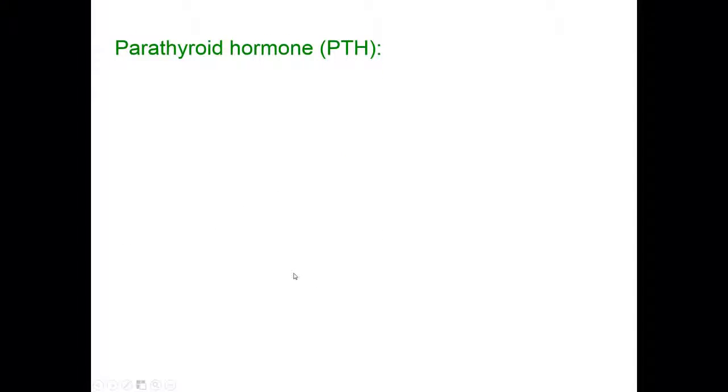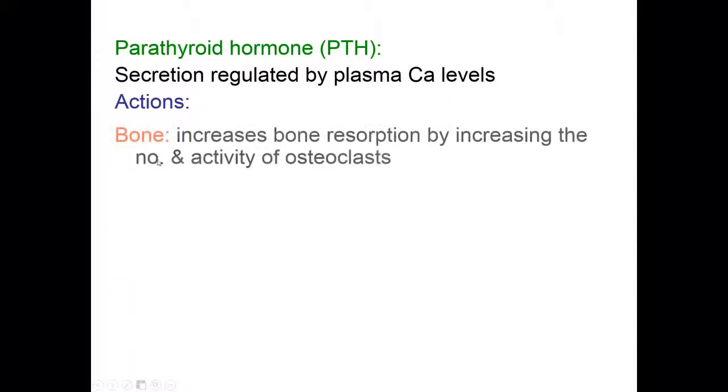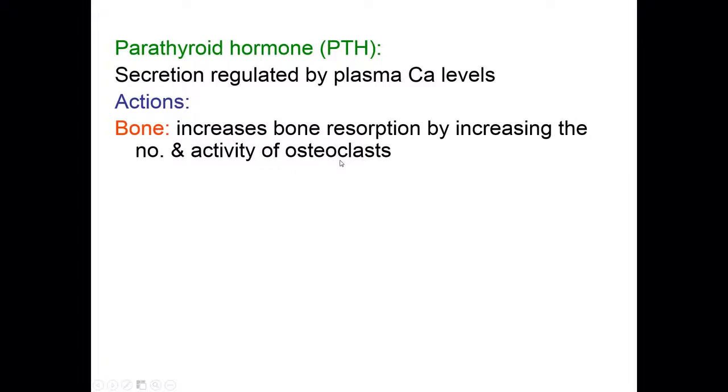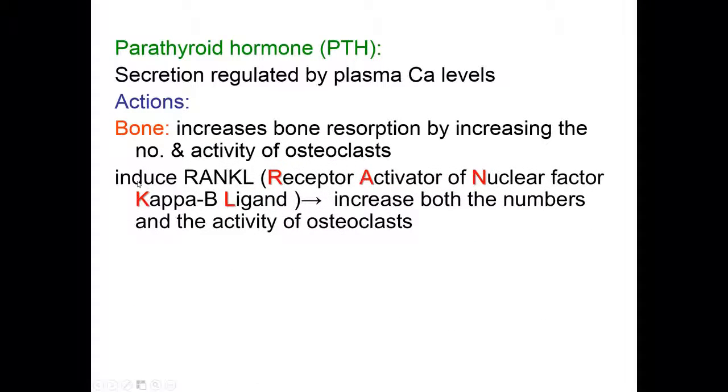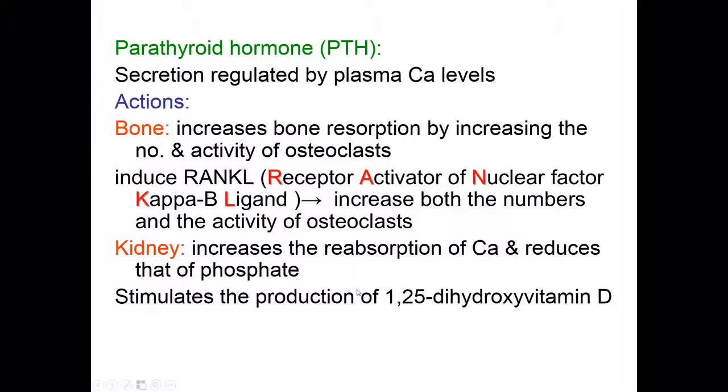Now, coming to the actions of parathyroid hormone, it is a hypercalcemic hormone. It tends to increase the calcium levels. So action in bone increases the bone resorption by increasing the number and activity of osteoclasts. So this is an indirect action. It's because of RANK ligand. RANK ligand actually comes from osteoblasts, and it increases the activity and the number of osteoclasts.